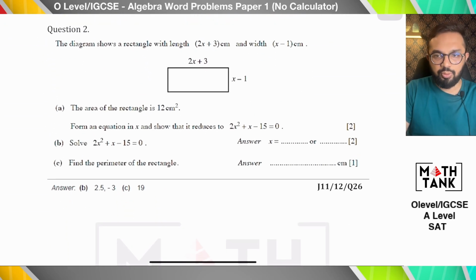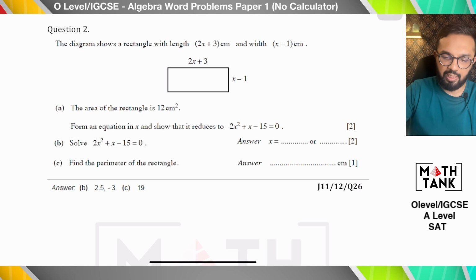Moving on to question number 2. It says the diagram shows a rectangle with length 2x plus 3 and width this. The area of the rectangle is 12 centimeters square. Form an equation in x and show that it reduces to 2x squared plus x minus 15. Okay, so I think that is simple too.